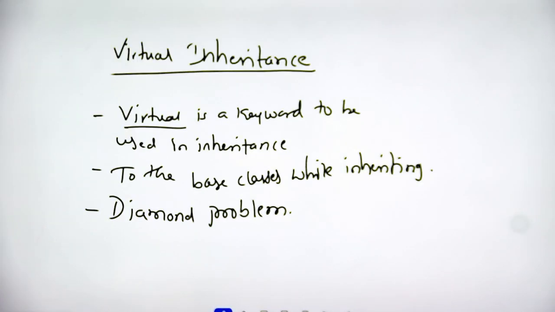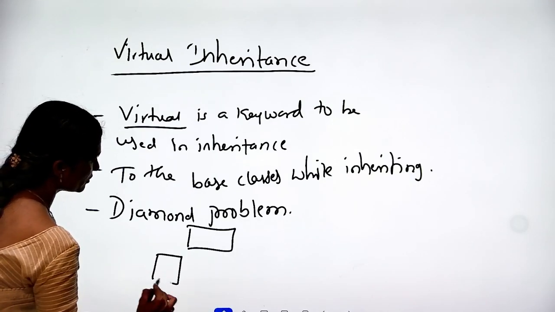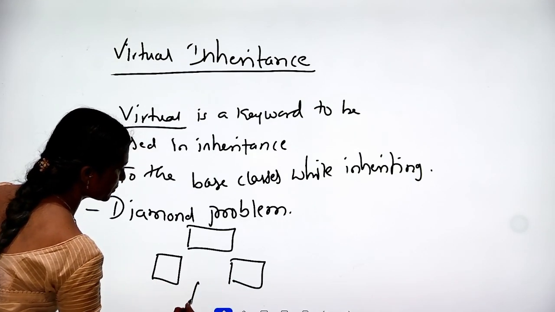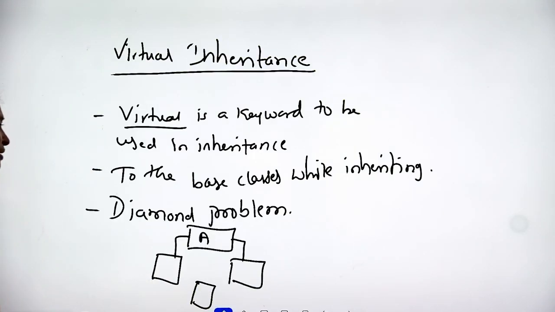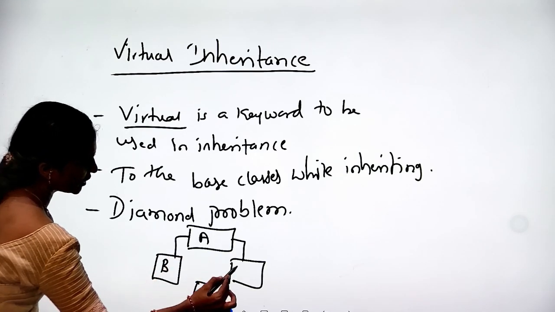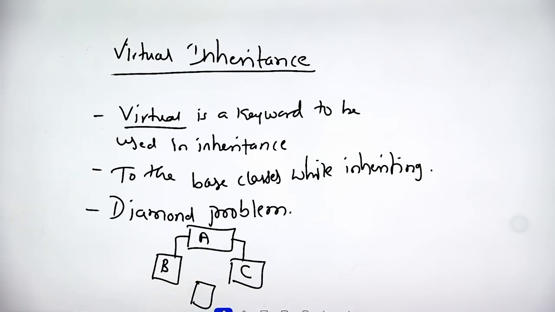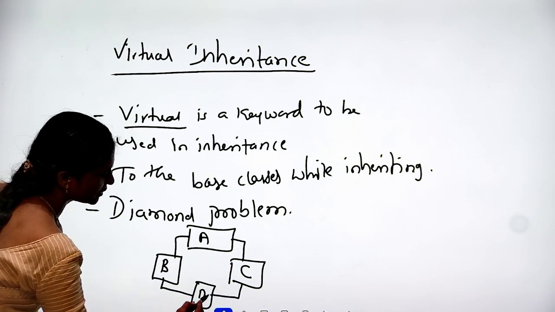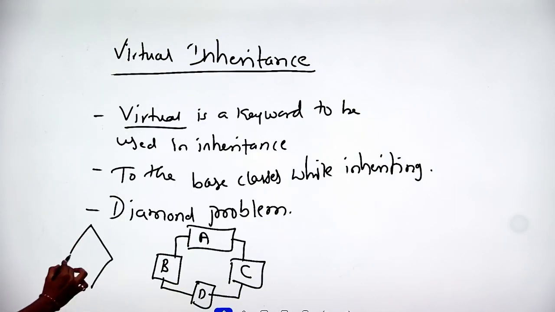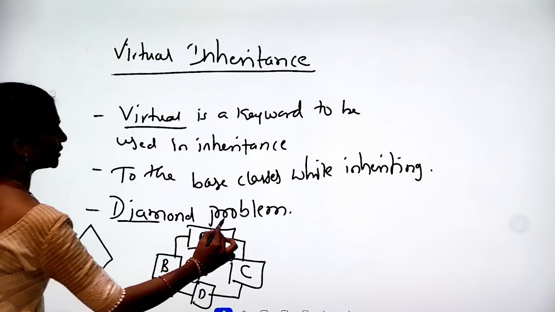There are different types of inheritance. Let's take an example to represent the diamond problem. Class A is inherited, and what kind of inheritance is it? Hierarchical inheritance. Class B is derived from A and class C is derived from A, and D is inherited from B and D is inherited from C. So it represents a diamond. This is called the diamond problem in inheritance.